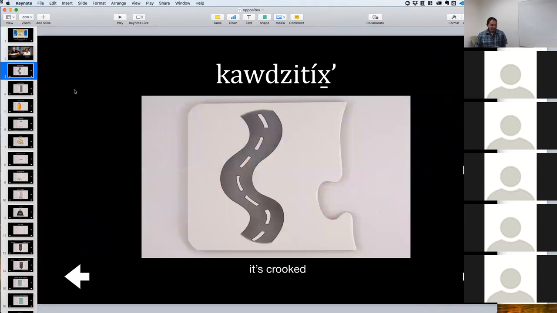Okay. Kauzitich. And so that means crooked, but it could also mean twisting. It was twisted. It could also mean it was wrung like a rag or something.